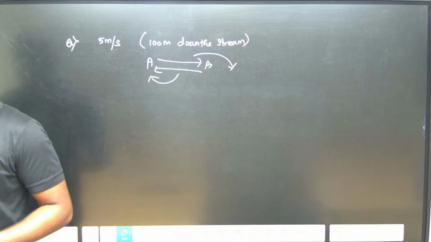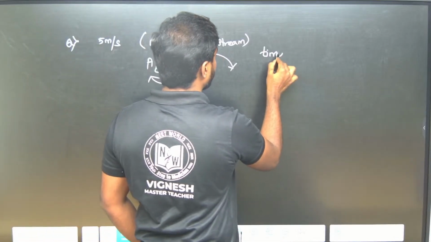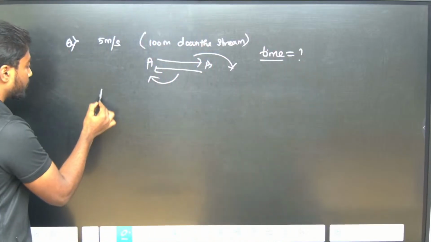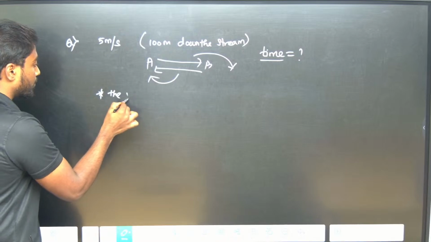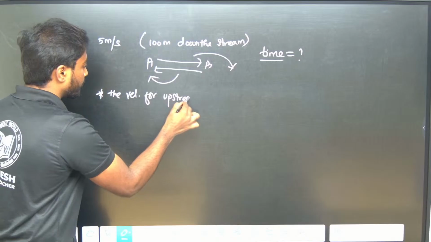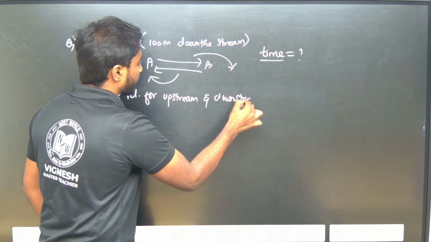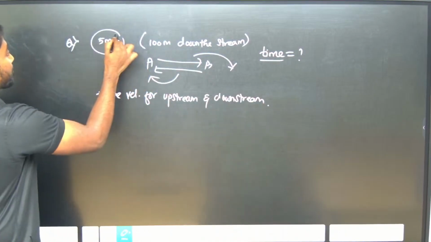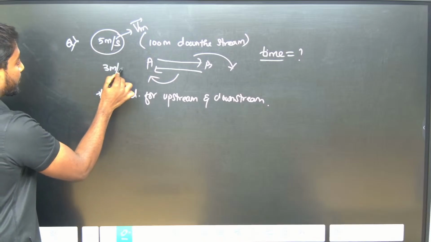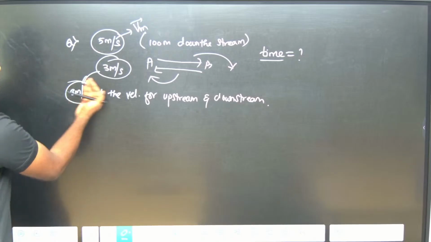Okay, so let's do. Now I need to find the time. Time is the thing I need to find. Now let me find the velocity for upstream and downstream. So this is velocity of man. Velocity of river is 3 meter per second. Sorry, this is velocity of river.